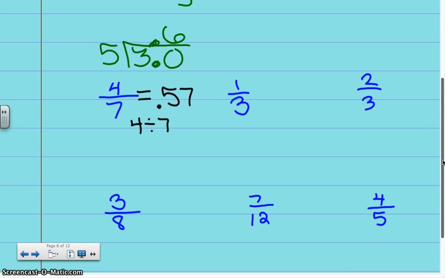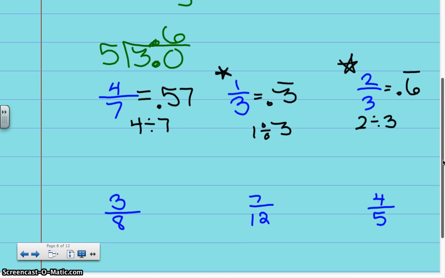Okay. 1/3. What is that, Aaliyah? 0.3 repeating. Tell me what you did in the calculator. You went 1 divided by 3. Perfect. 2/3. Brennan, for 2/3? 2 divided by 3. Yep. 0.6 repeating, and that's 2 divided by 3. These 1/3 and 2/3 are fractions that I really want you to get to know by heart.